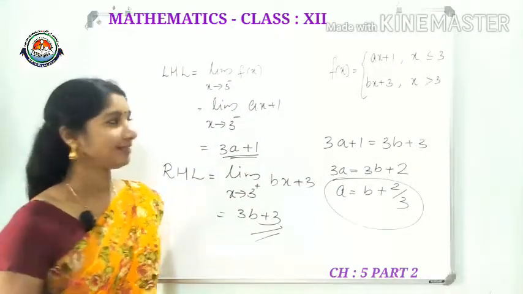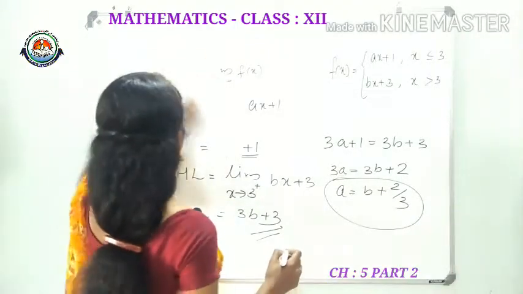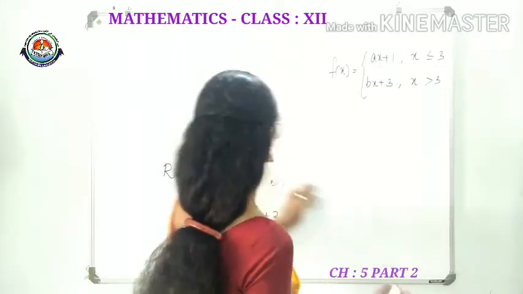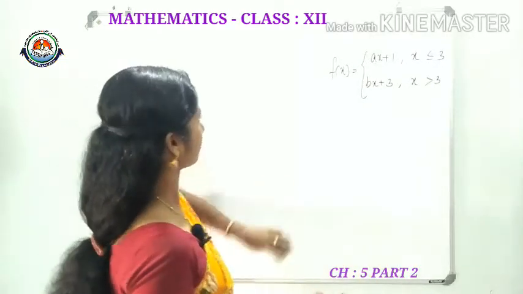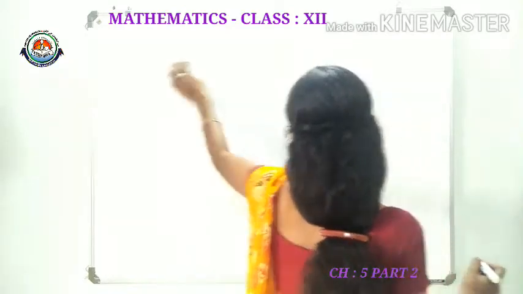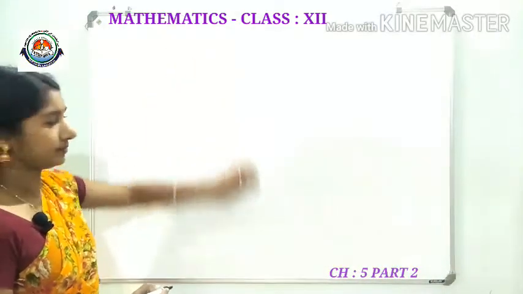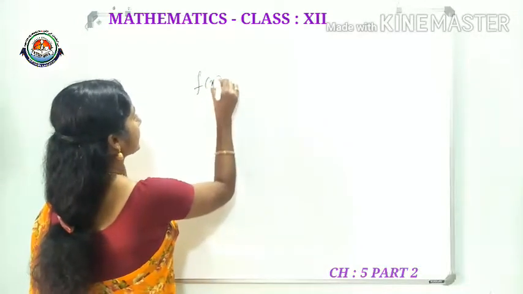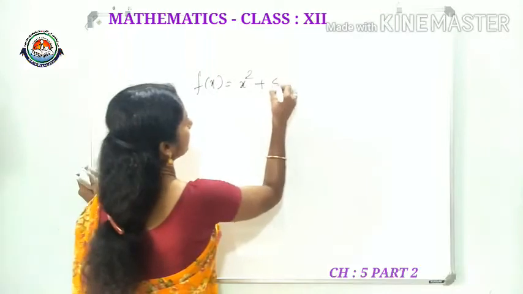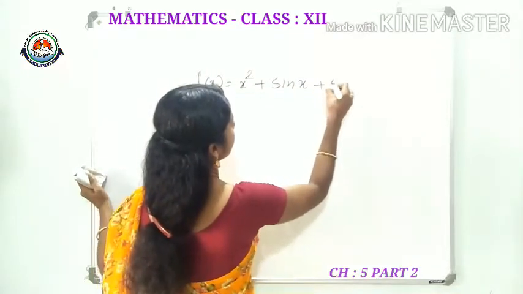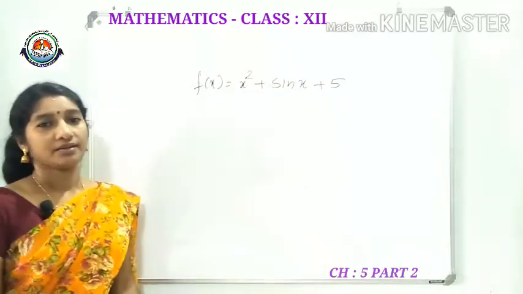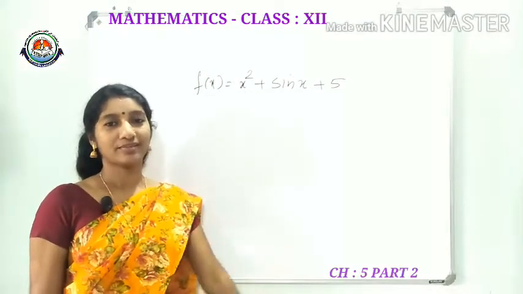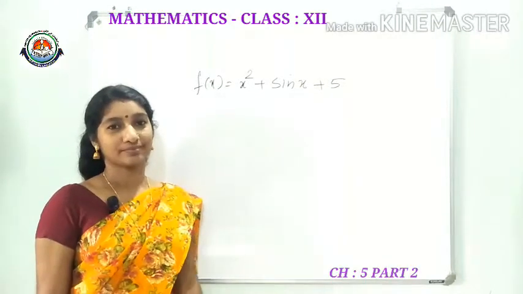Then another question. One function f of x is equal to x square plus sin x plus 5. We need to check the continuity of this function. How can you give the explanation whether it is continuous or not?